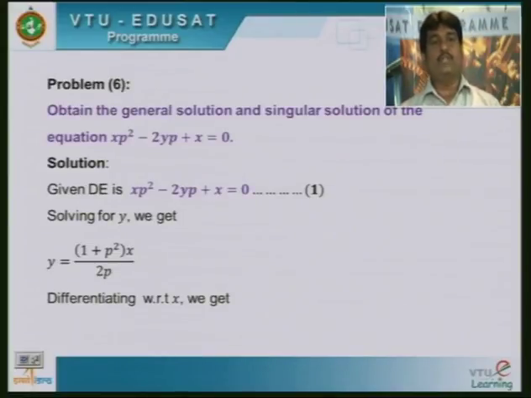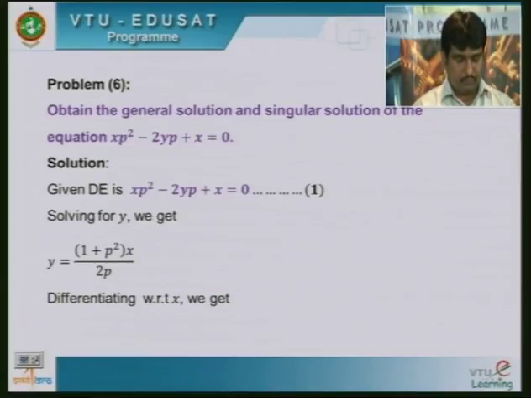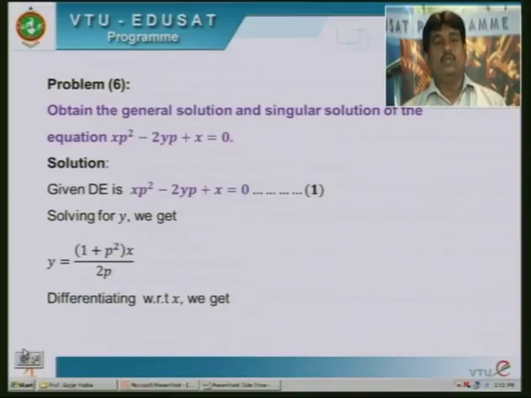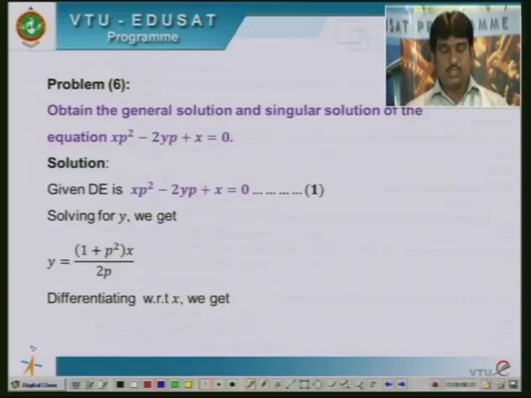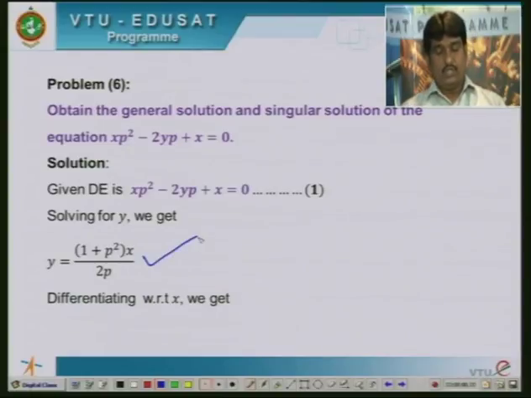Problem number 6: obtain the general solution and the singular solution of the equation x p square minus 2yp plus x equals 0. Now the given differential equation is x p square minus 2yp plus x equals 0. Now I will solve this for y. You can transfer this to the RHS and express the equation in terms of y as y equals (1 plus p square) into x divided by 2p.